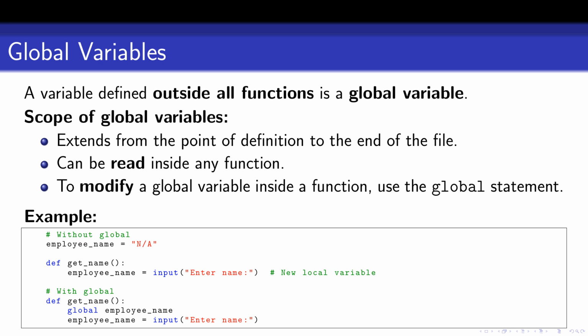The slide demonstrates this with an example. Employee name appears global, but is shadowed by a local variable unless the global statement is used. While global variables can be convenient, they should be used sparingly and carefully, especially in larger programs. Overusing them can make code harder to debug, test, and reason about.